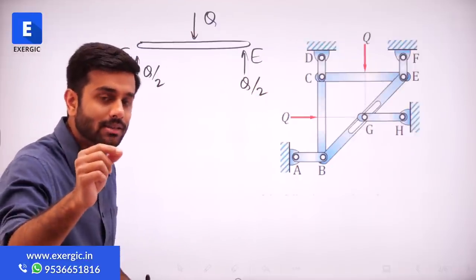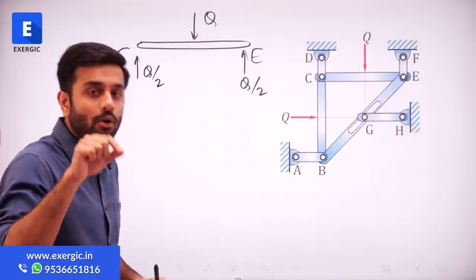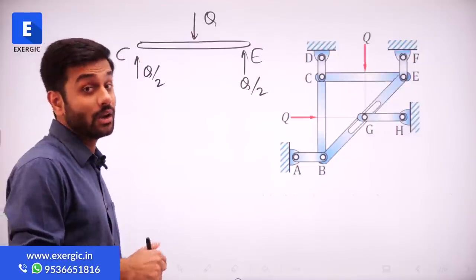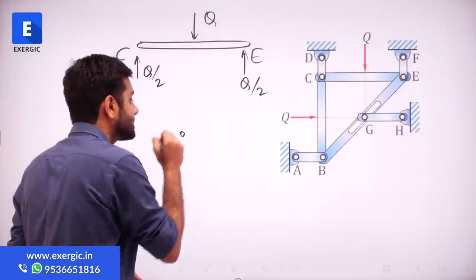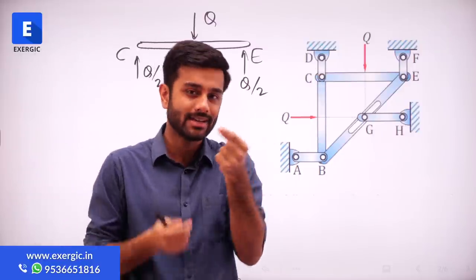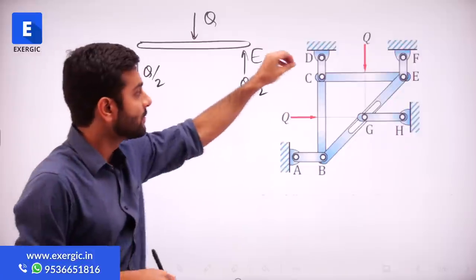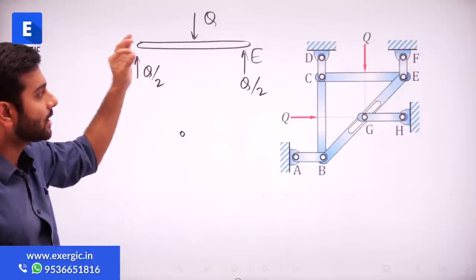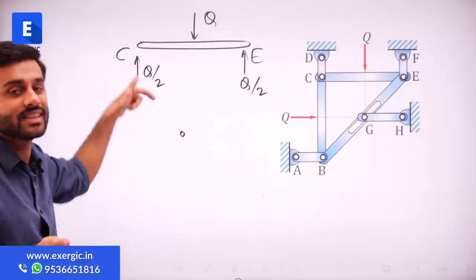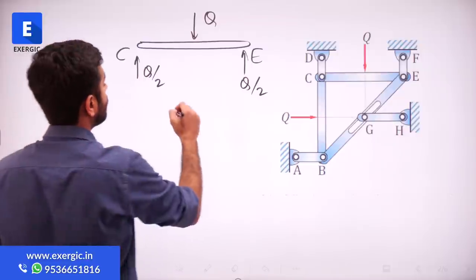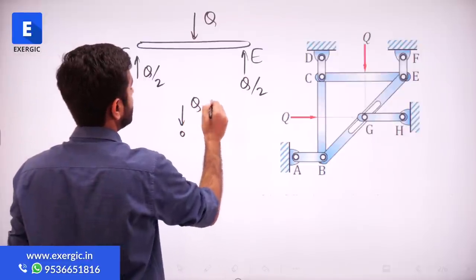But if I ask you, tell me how the free body diagram will look for the joint C, we have a pin, na? At C we have some pins which are used to keep them together. So if I only want to draw the free body diagram of that pin or of that joint, then this Q by 2 will be acting in the opposite direction, correct?